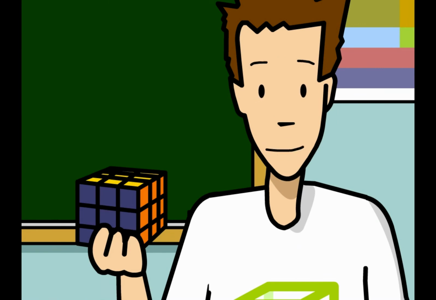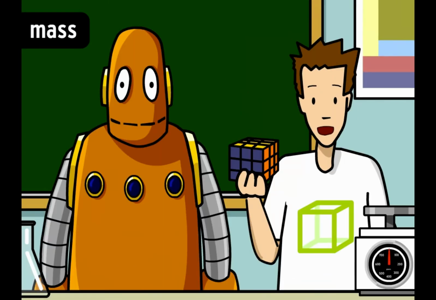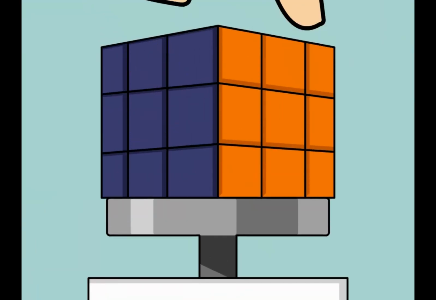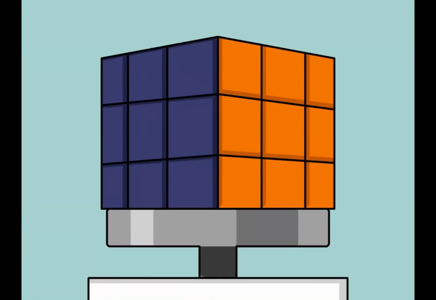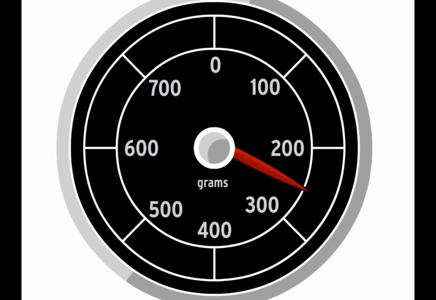We'll start with its mass. Mass is a measurement of how much matter an object contains. In a lab, we measure it with a balance or a scale. Let's see, the cube's mass is about 250 grams.